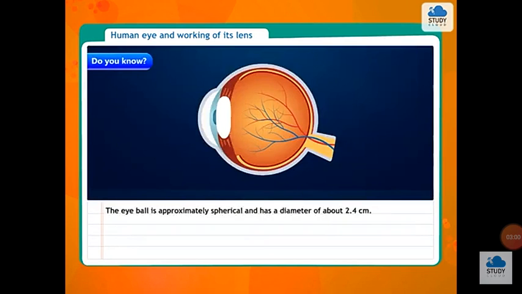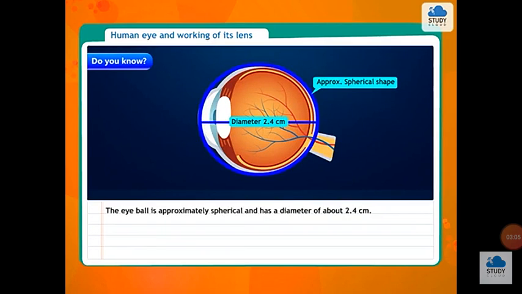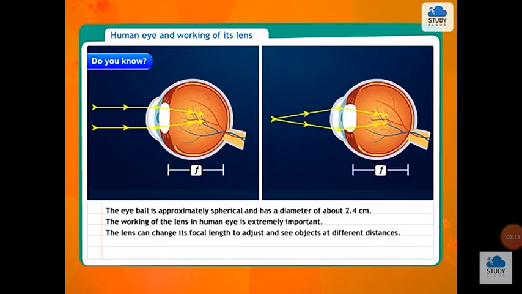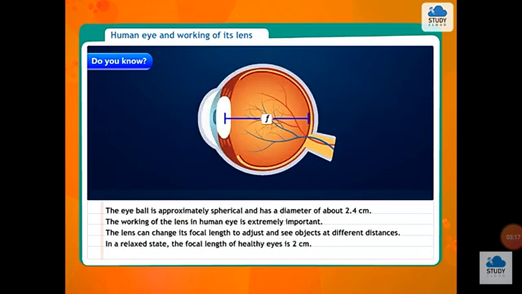Do you know the eyeball is approximately spherical and has a diameter of about 2.4 centimeter. The working of the lens in human eye is extremely important. The lens can change its focal length to adjust and see objects at different distances. In a relaxed state, the focal length of healthy eyes is 2 centimeter. The other focus of the eye is on the retina.